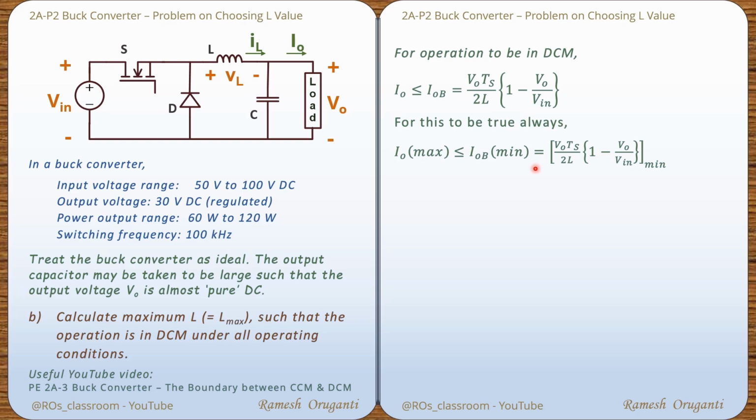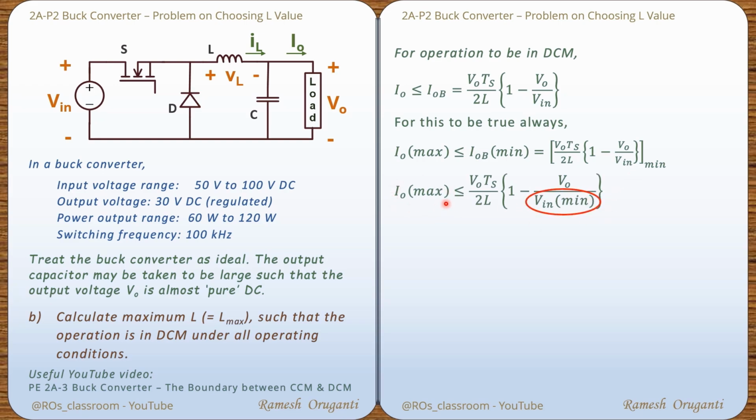I naught B minimum means the minimum of V naught Ts by 2L times 1 minus V naught by V in. That means minimum of 1 minus V naught by V in. That means maximum of V naught by V in. That means minimum of V in. So the worst case condition here occurs at V in minimum and I naught maximum.